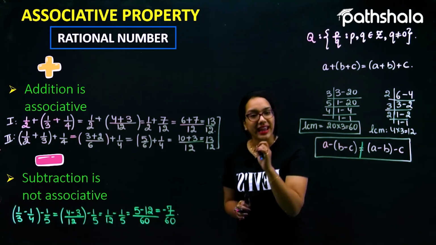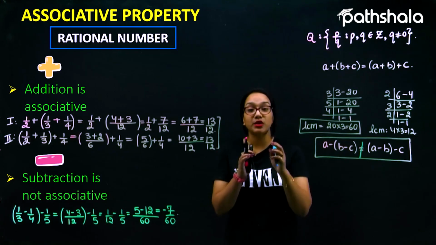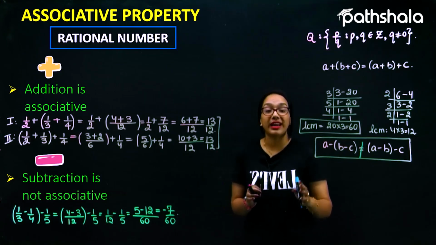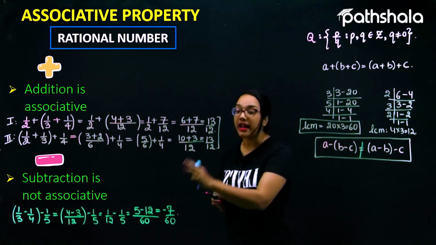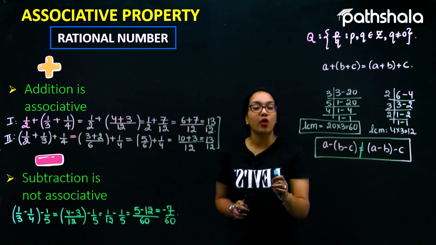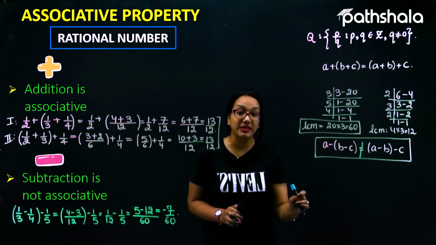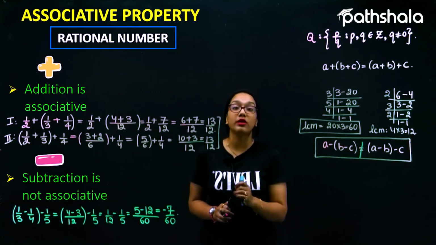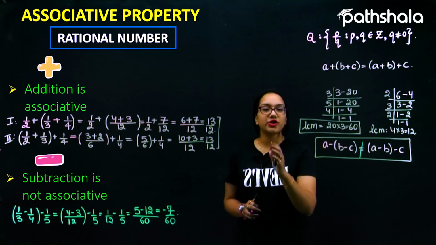So you can take any particular example. It is not mandatory that you take only the 3 rational numbers that I have taken. You can take any 3 rational numbers, whatever you want. The answer will always be the same, that subtraction is not associative in nature. Let's just move on further.